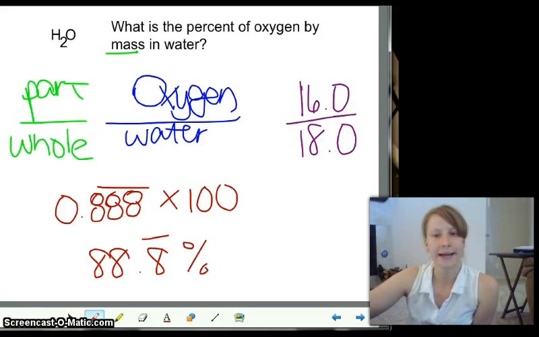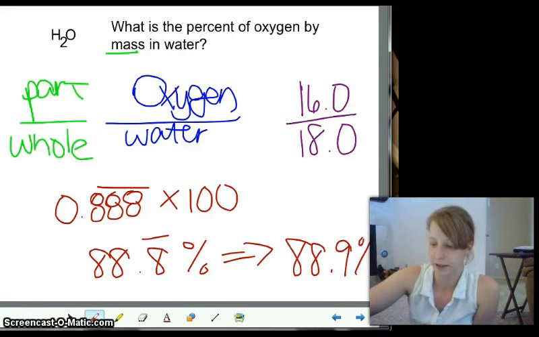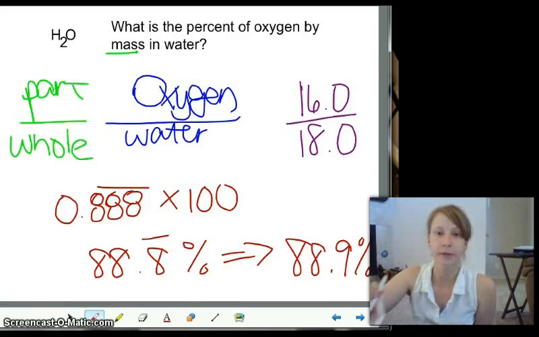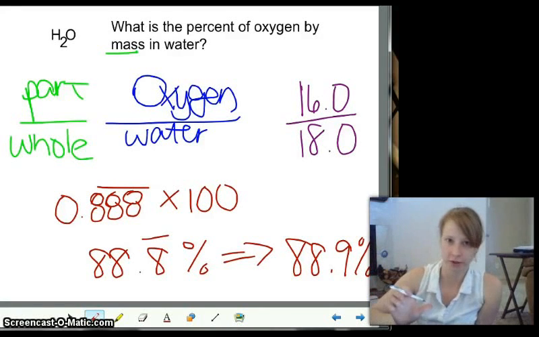Since it's 88.8, I'm going to go ahead and round this to 88.9%. What that means is 88.9% of the mass of water comes just from oxygen.